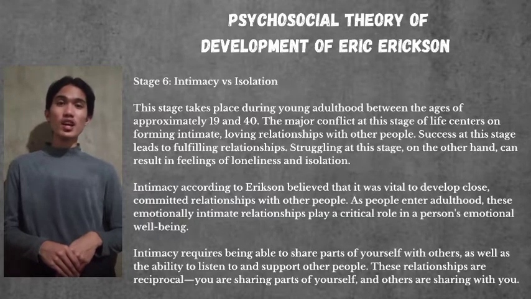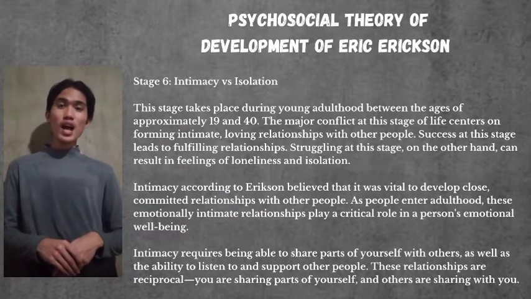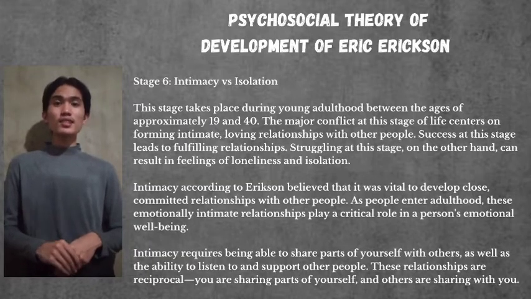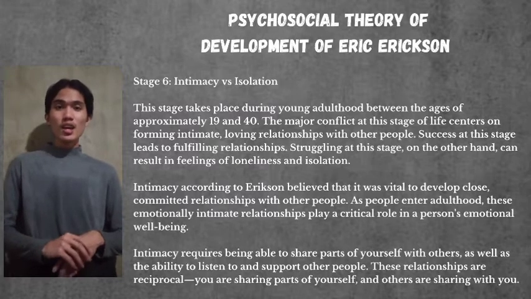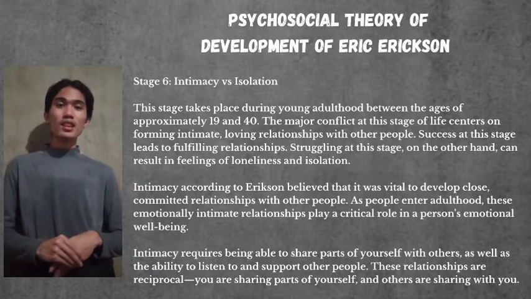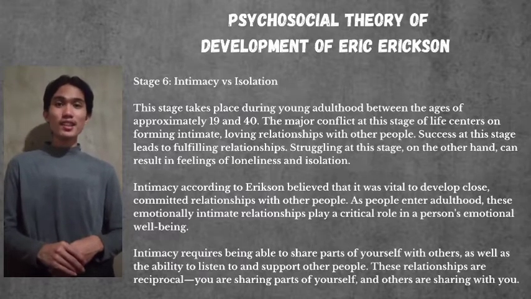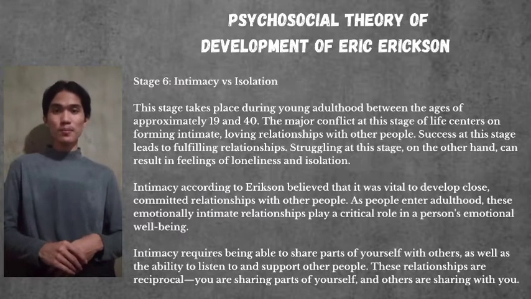Intimacy versus isolation is the sixth stage of Erik Erikson's theory of psychosocial development, which happens after the fifth stage of identity versus role confusion. This stage takes place during young adulthood, between the ages of approximately 19 and 40. The major conflict at this stage of life centers on forming intimate, loving relationships with other people. Success at this stage leads to fulfilling relationships. Struggling at this stage, on the other hand, can result in feelings of loneliness and isolation.